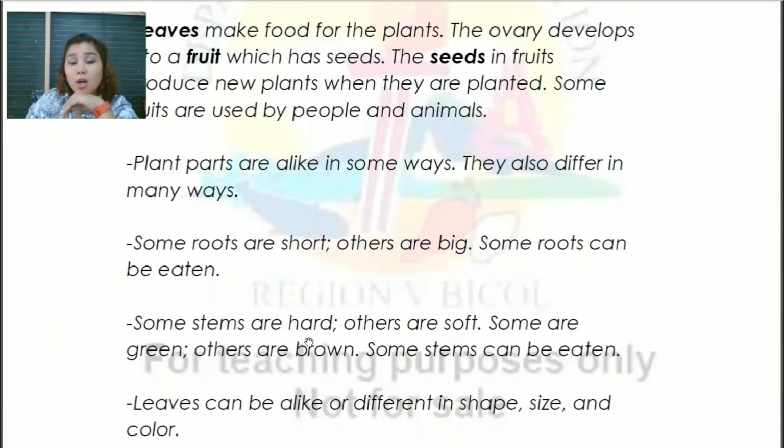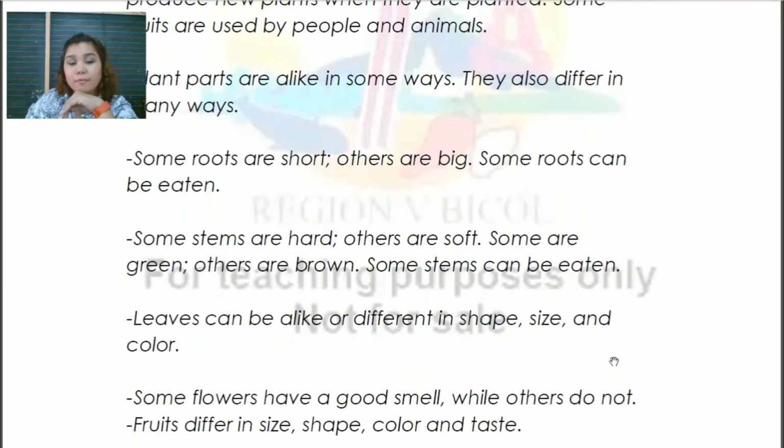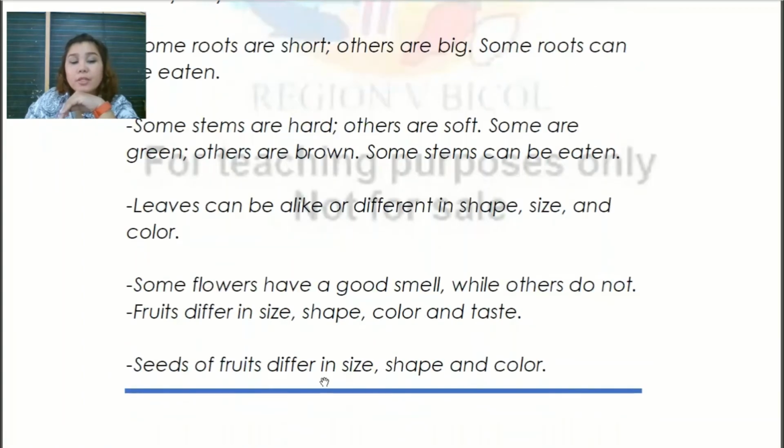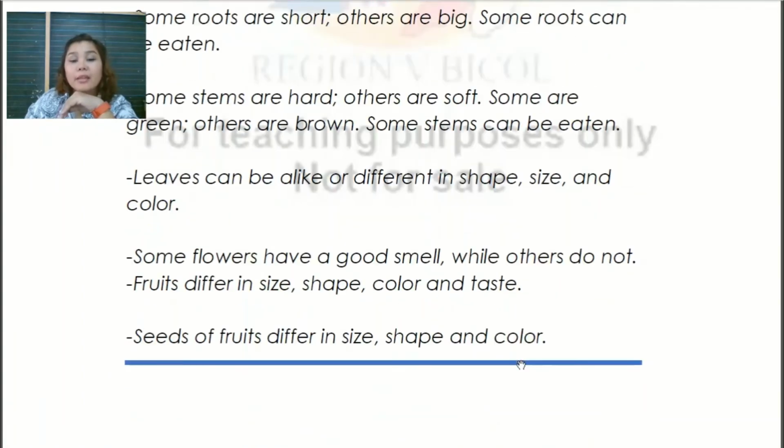Some stems are hard, others are soft. Some are green, others are brown. Some stems can be eaten. Leaves can be alike or different in shape, size, and color. Some flowers have a good smell while others do not. Fruits differ in size, shape, color, and taste. Seeds of fruits differ in size, shape, and color.